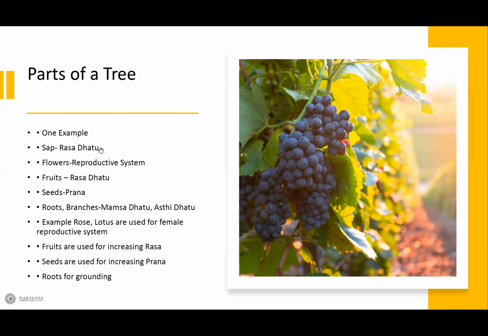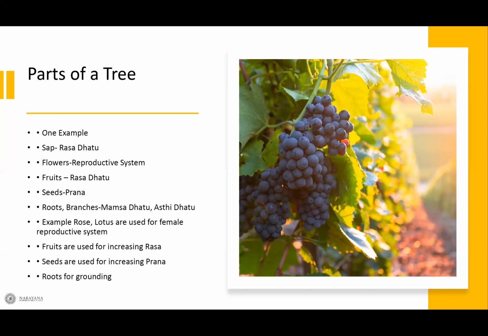But the idea is, sometimes if someone has a liver issue in Chinese medicine, they will take liver of another pig and make a powder of the liver and give it to the person, and that's actually supposed to be good, right? The idea is that it'll help. But we are doing that with plants. So if you have a sap of a plant, it will help the rasa dhatu, okay?